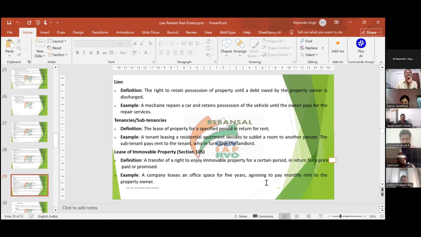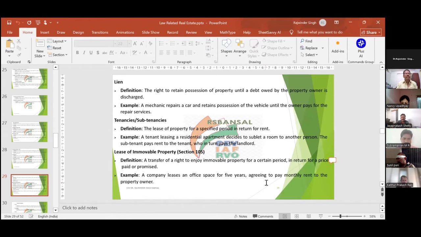Then tenancies and subtenancies. The lease property for a specified period in return for rent. For example, a tenant leasing a residential apartment decides to sublet a room to another person. The subtenant pays the rent to the tenant, who in turn pays to the landlord. So this is especially done in case of lease.